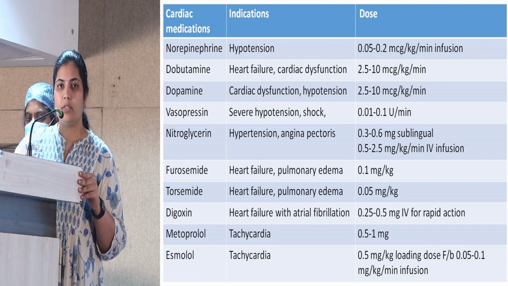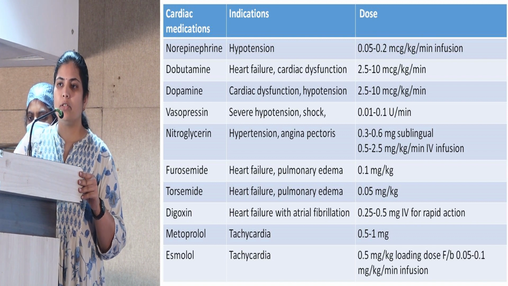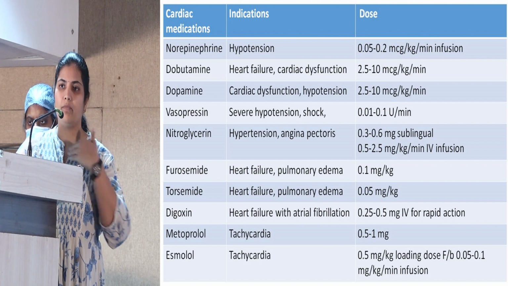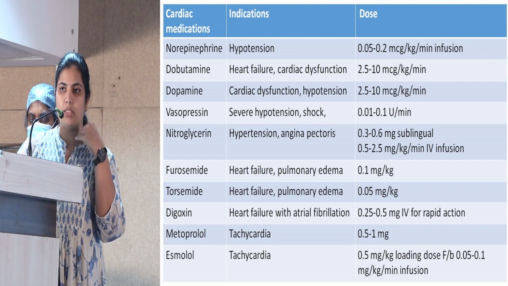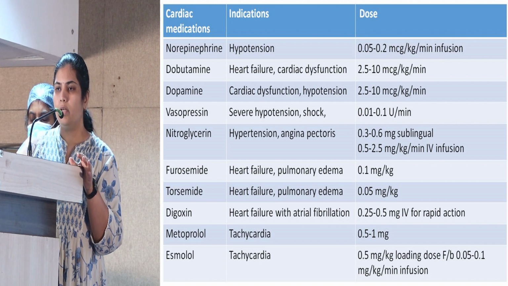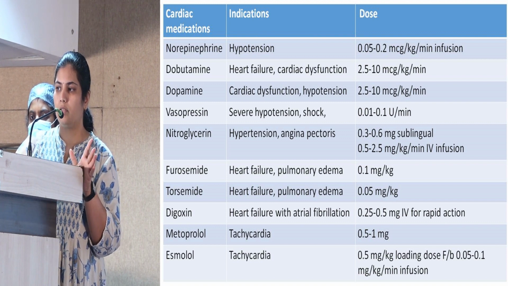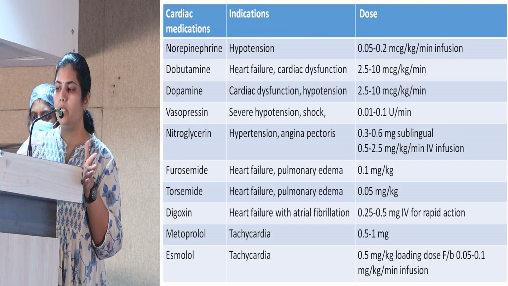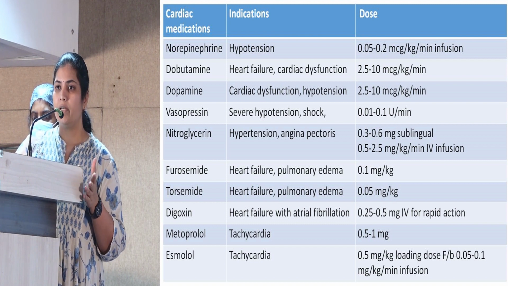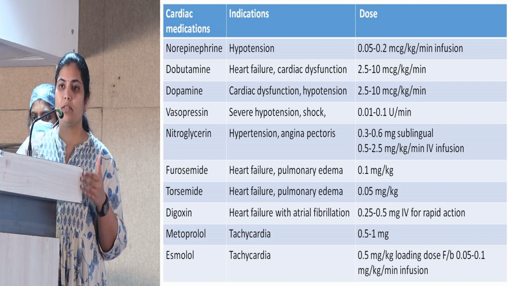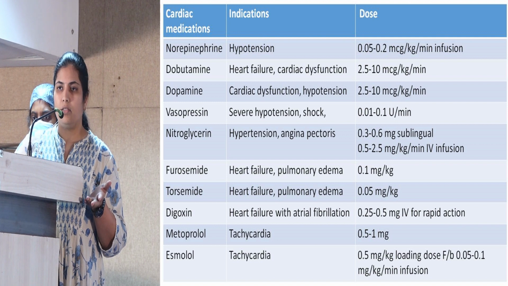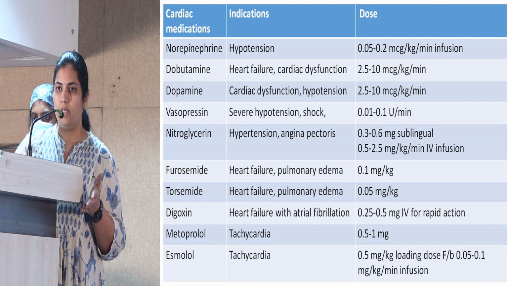Then furosemide and torsemide. A patient with acute myocardial infarction who comes with pulmonary edema, with crepts, with frothy secretions coming out from the mouth and ET tube, for them, along with norepinephrine and dobutamine, diuretics are also very important. And also in hypertensive emergencies, when the BP is above 200, then also we need diuretics. So furosemide is usually used.